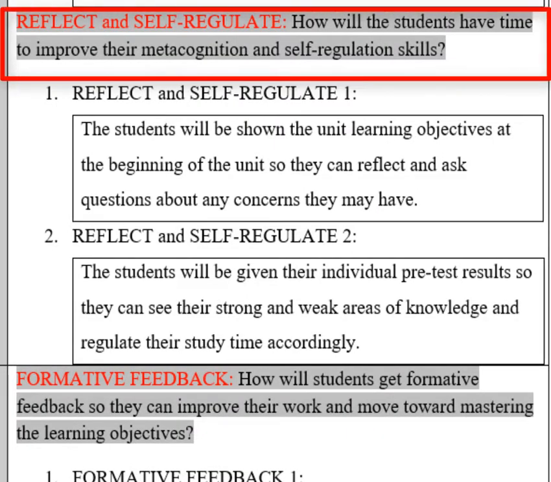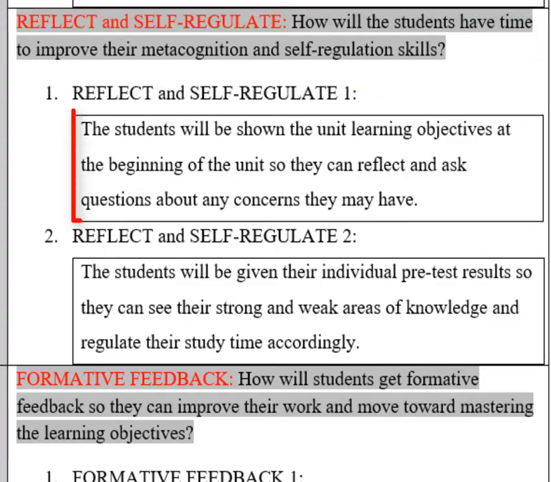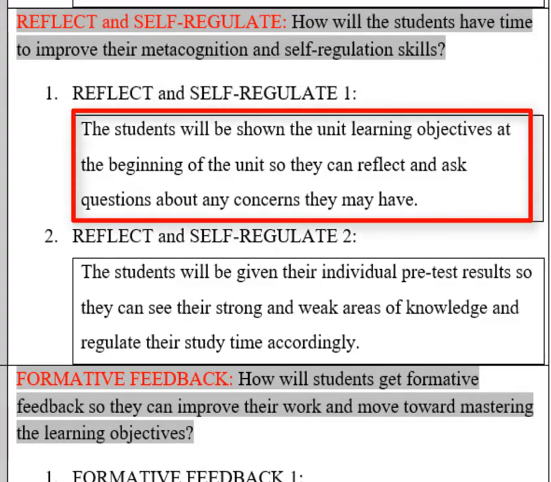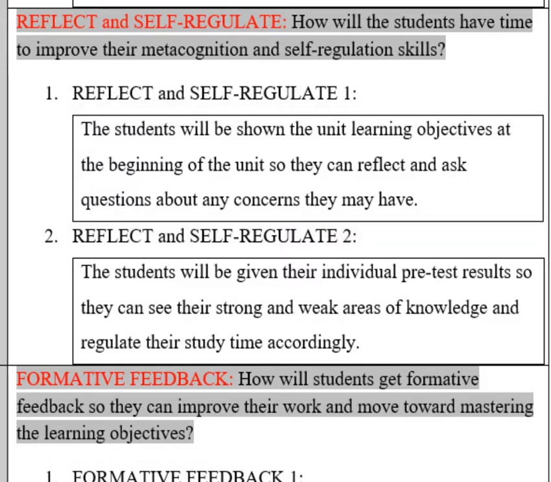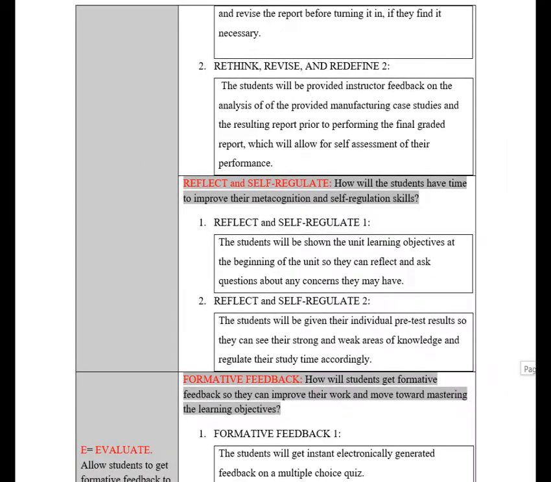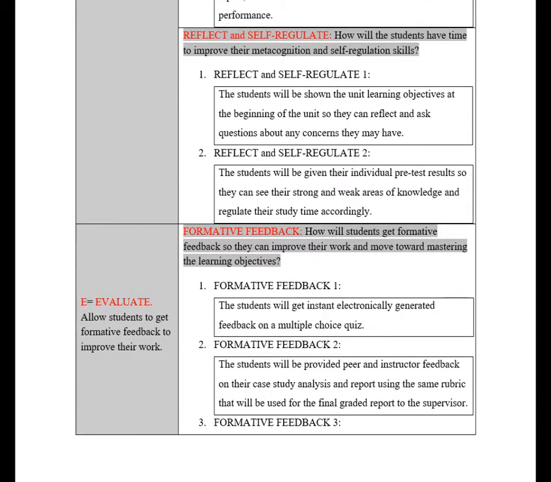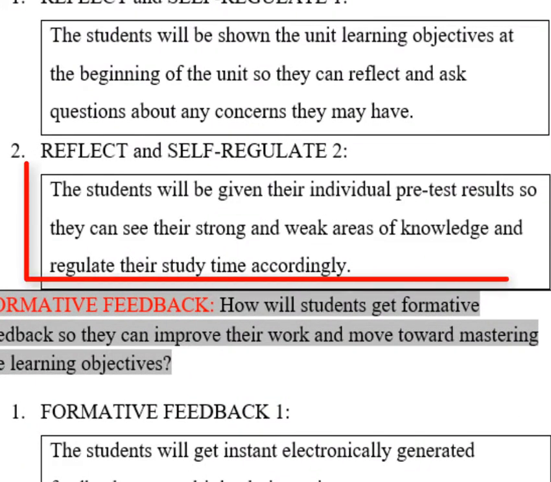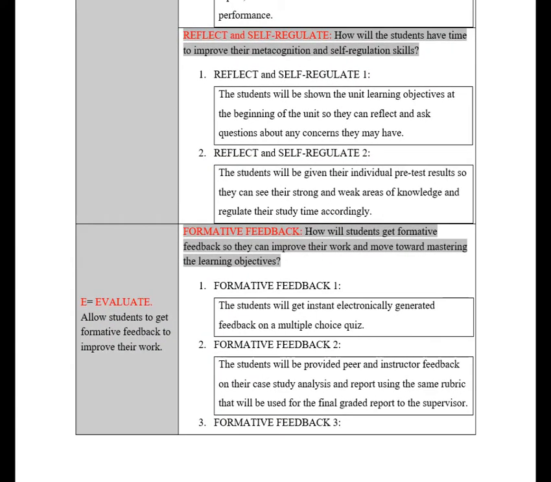All right? Reflect and self-regulate. How will the students have time to improve their metacognition and self-regulation skills? The students will be shown the unit learning objectives at the beginning of the unit so they can reflect and ask questions about any concerns they may have. Those learning objectives under the first part of the WHERETO, right, we're going to show them those. And then they're going to be able to look at those and reflect and ask questions about any concerns they have. Just like at the beginning of any class, there's anxieties and there's things that they think they may not have a background in, but we're going to have discussion about it. All right. The next one is the students will be given their individual pre-test results so they can see their strong and weak areas of knowledge and regulate their study time accordingly. All right, that's pretty self-explanatory. We're going to give them the results of their test.